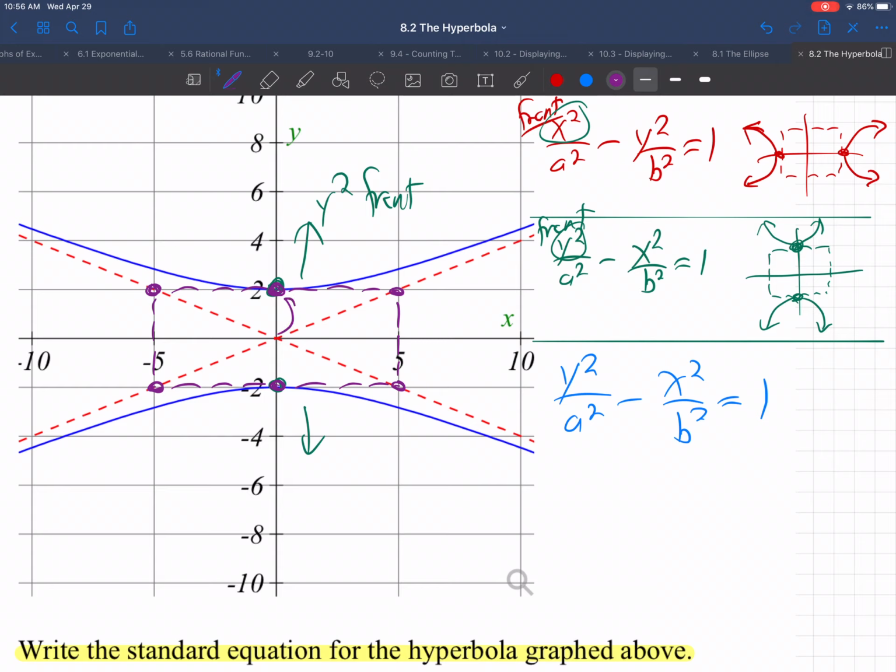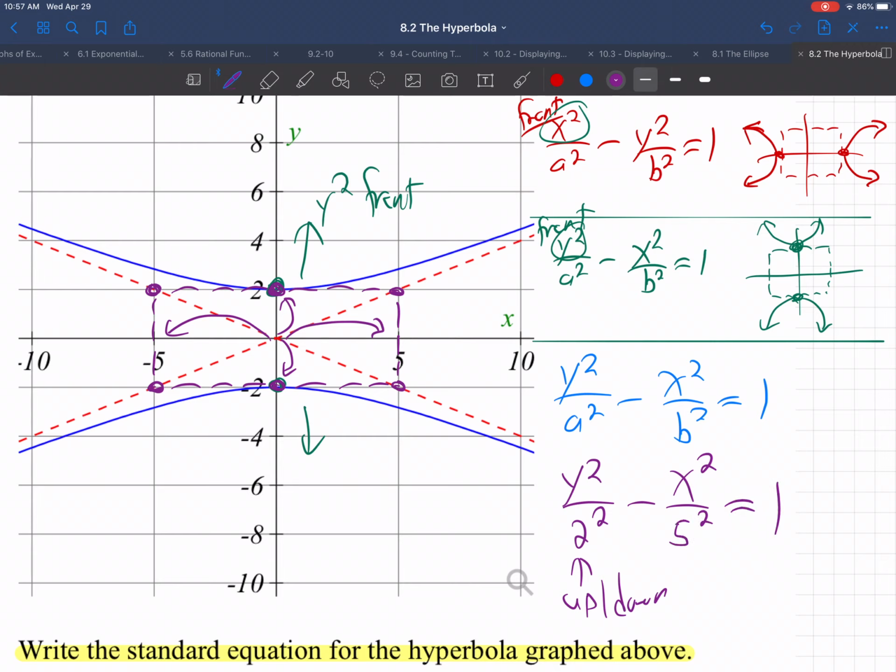So how far up and down from the center? 2. So that goes underneath y because y is up and down. And how far right and left to the edge of the box from the center? 5. So that's 5 squared equals 1. There it is, because this is right and left. So that's all you have to do.